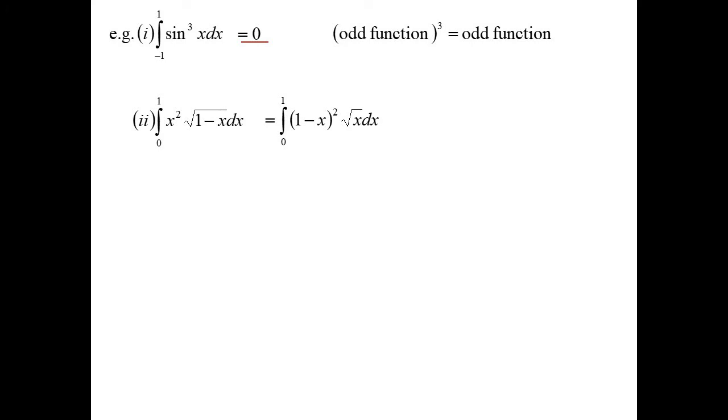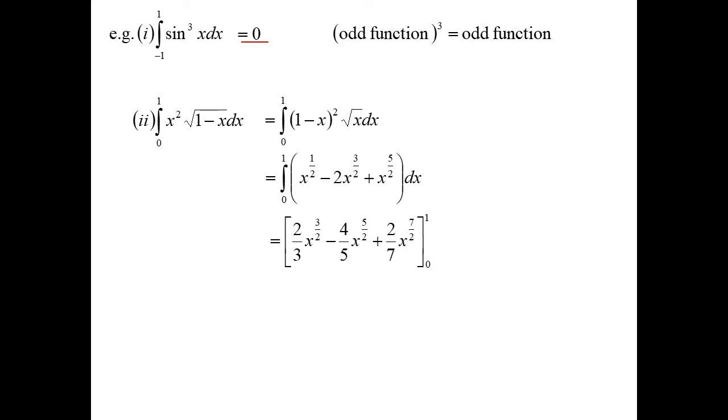Incidentally, it doesn't have to be the same. I mean, if it was going from 0 to 2, I could still go everywhere I see x, I'll replace it with 2 minus x. It just wouldn't be beneficial. And this is where it is beneficial. Because now look at what we've got. We've got something we can expand out and integrate nicely. Add 1 to the power over the power, substitute in, we have our answer.